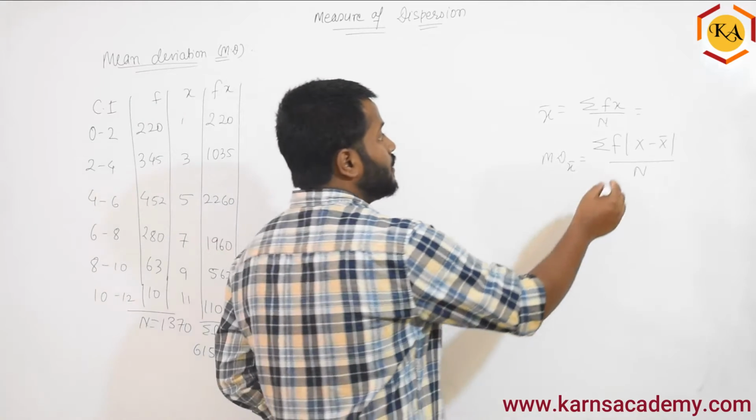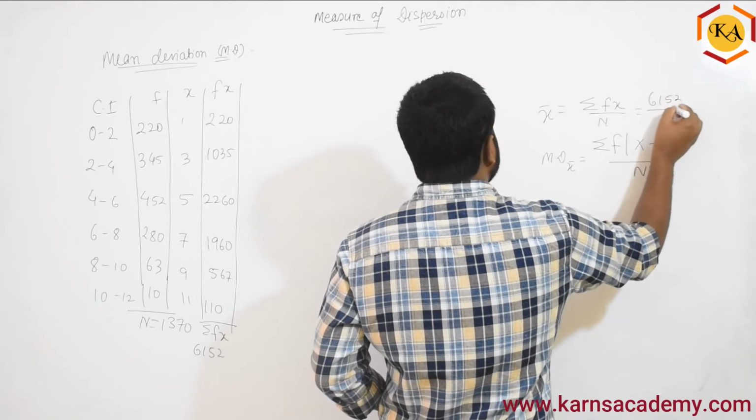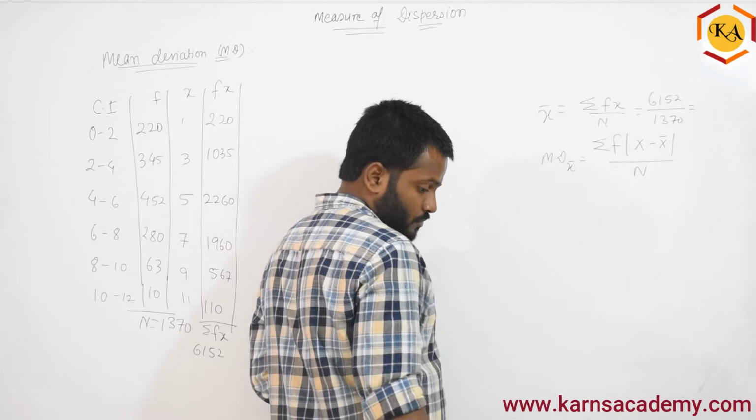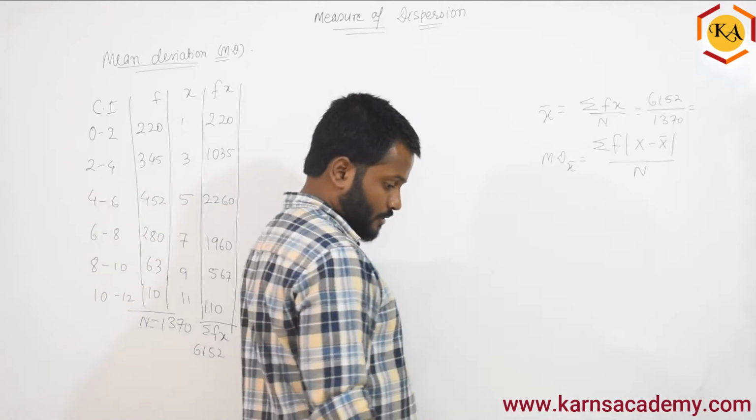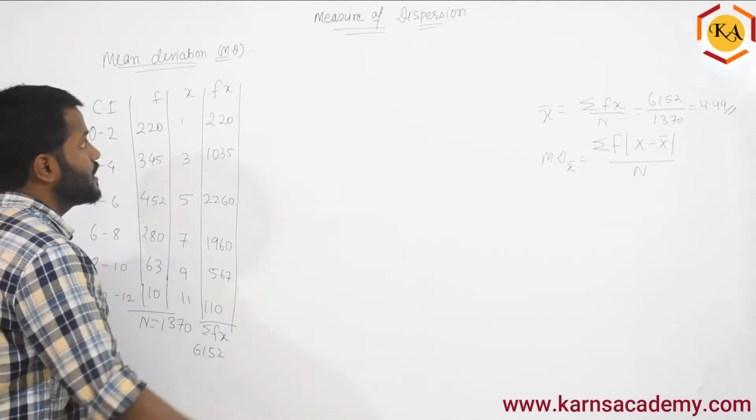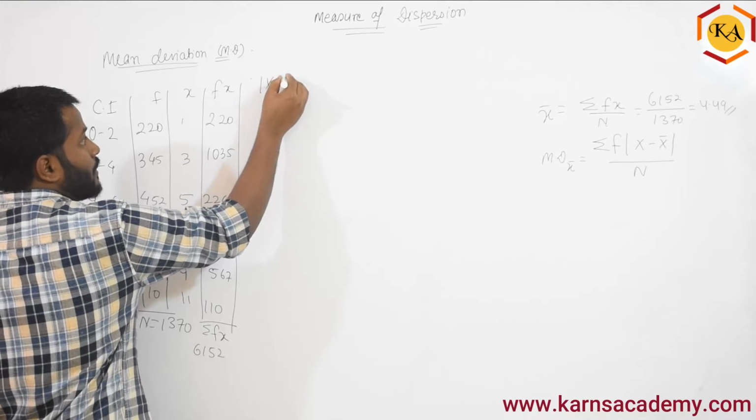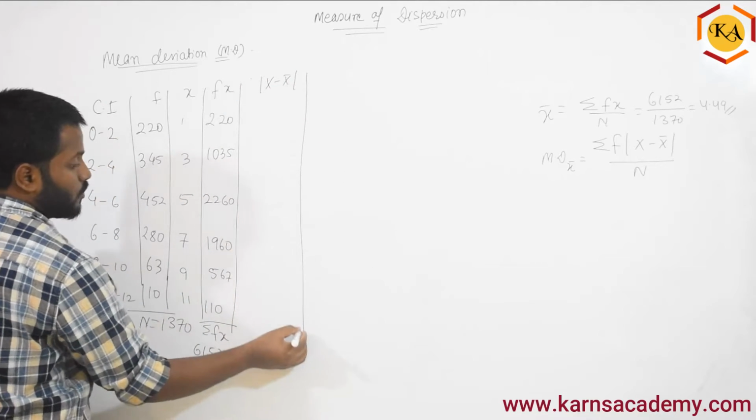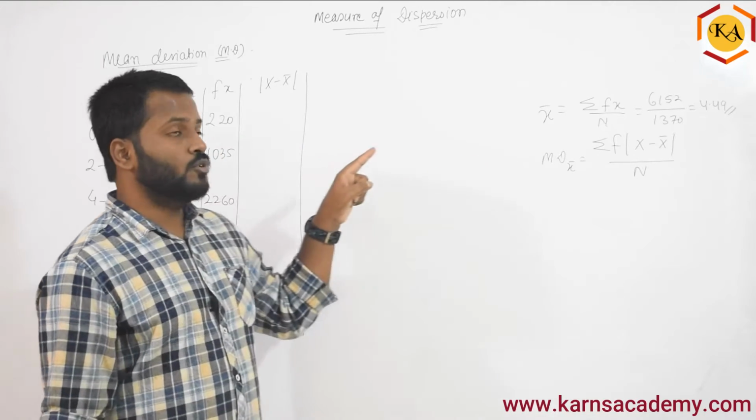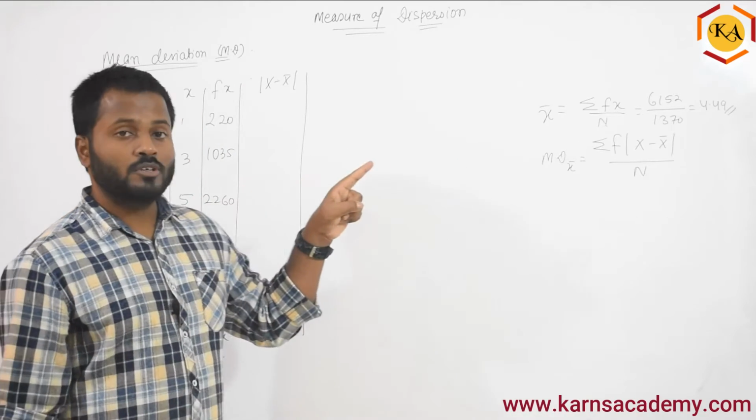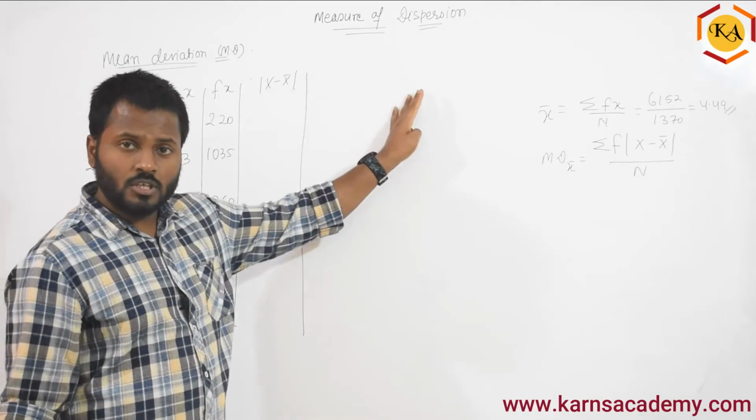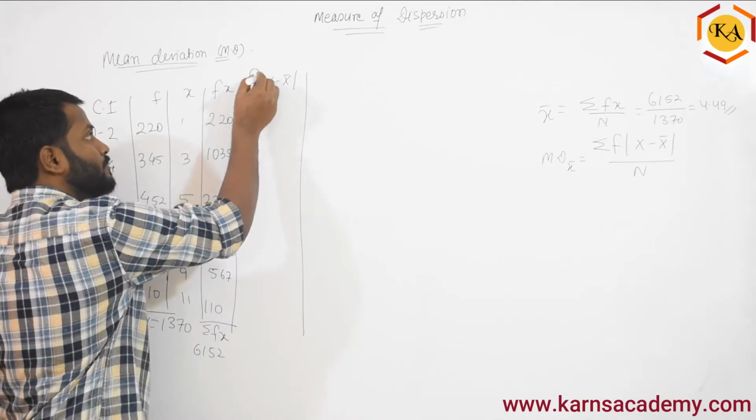So let me just write over here, that is 6152 divided by 1370, which is equal to 4.49, mean. Now let's find out, that is x minus x bar modulus. What does it mean? It means 1 minus 4.49, 3 minus 4.49, 5 minus 4.49, but in the formula there is also multiplication of f. So you can find out the next column also.